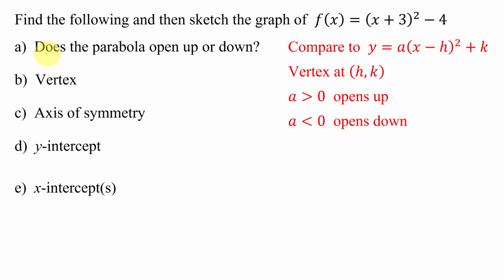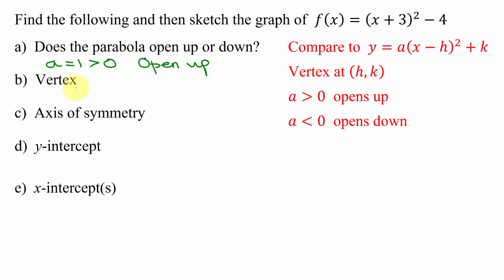So looking at part A, does the parabola open up or down? Well, that depends on the value of a. And what value of a do we have in our example? Remember, we're too efficient to write it, but a is equal to 1 in this case. And 1 is greater than 0. Therefore, this parabola is going to open up.